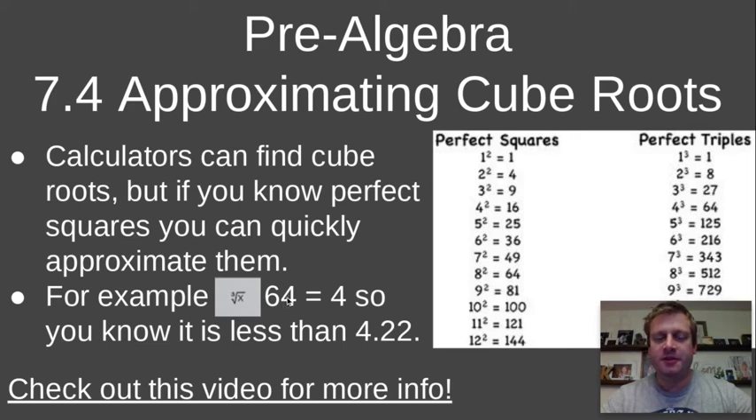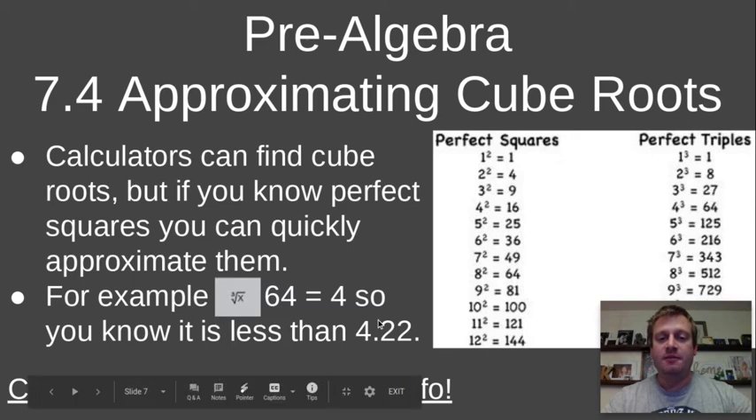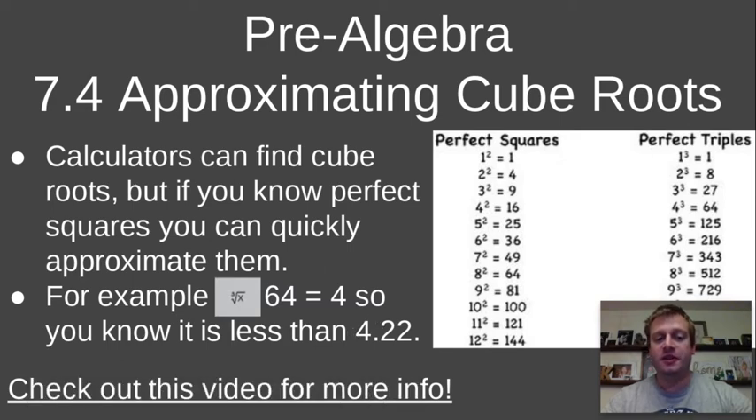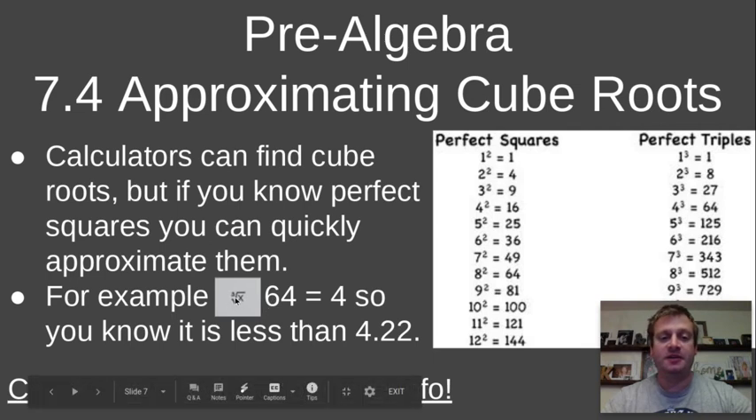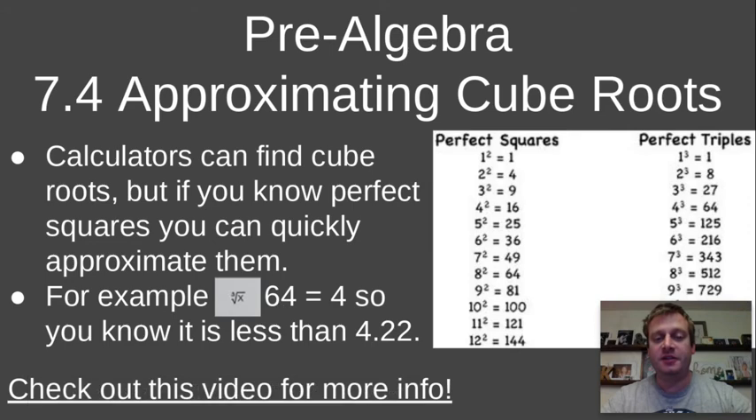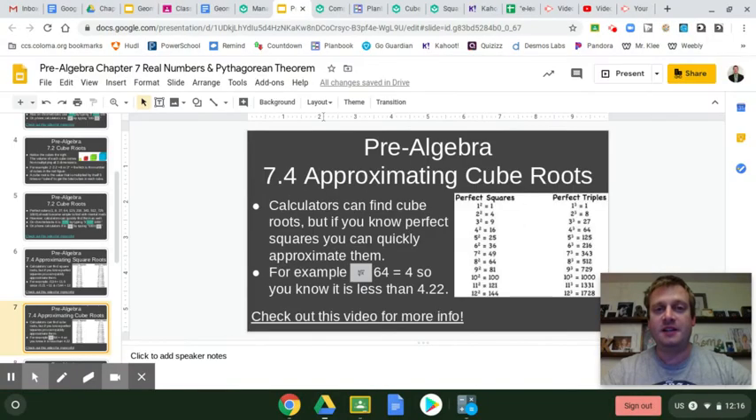So, for example, if I want to know the cube root of 64 in the table on the right, we know that 4 times 4 is 16, and 16 times 4 ends up being 64. So we know that the cube root of 64 is 4, so it's going to be less than something maybe like 4.22. And we can obviously grab our calculator, type in 64, hit the cube root button if we have a phone calculator or something like that, and confirm that answer as well.